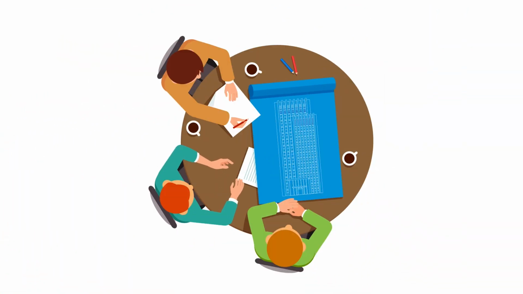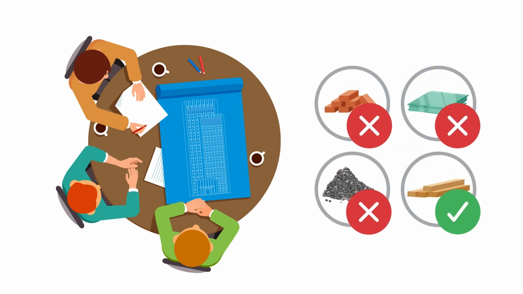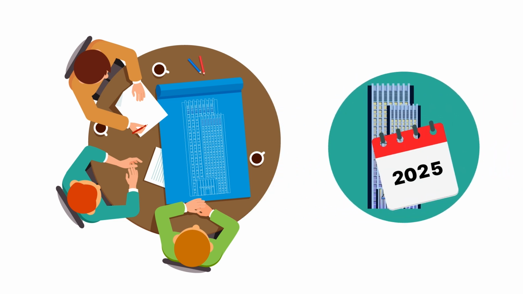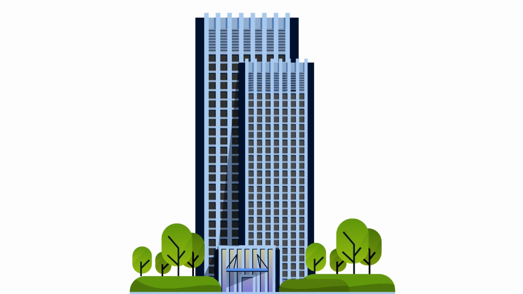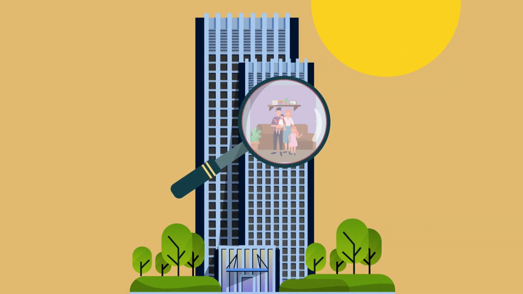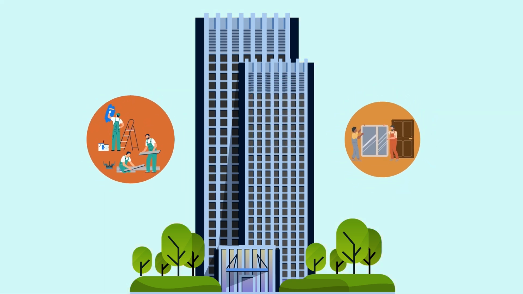Through whole life carbon assessments, project teams can make informed decisions early in the design phase, choosing materials that produce fewer emissions, designing buildings to use energy more efficiently, and planning for adaptability and reuse to extend the building's lifespan. Additionally, designing for durability and resilience ensures buildings last longer, reducing the need for carbon-intensive repairs and replacements.